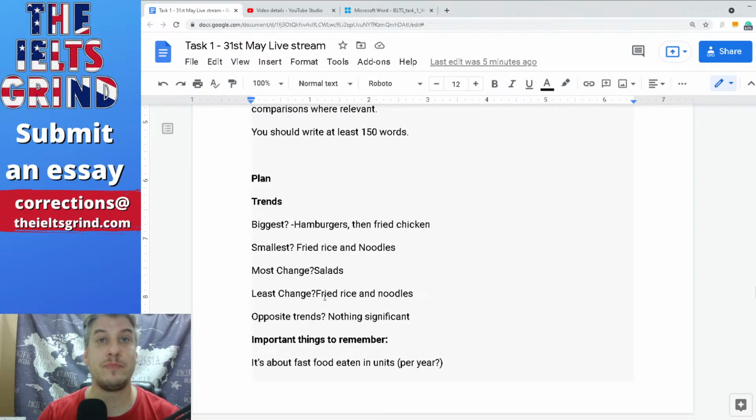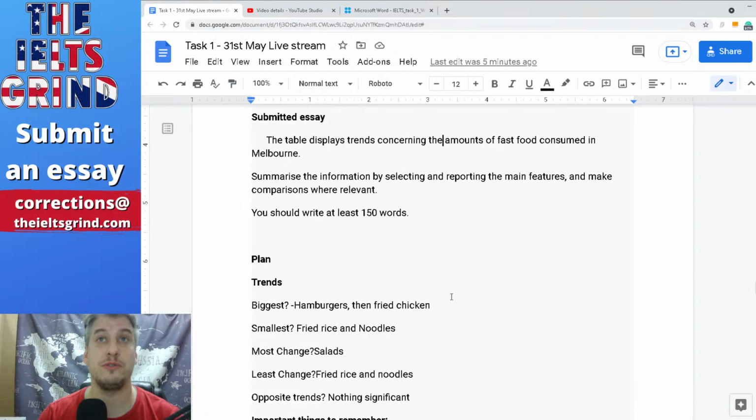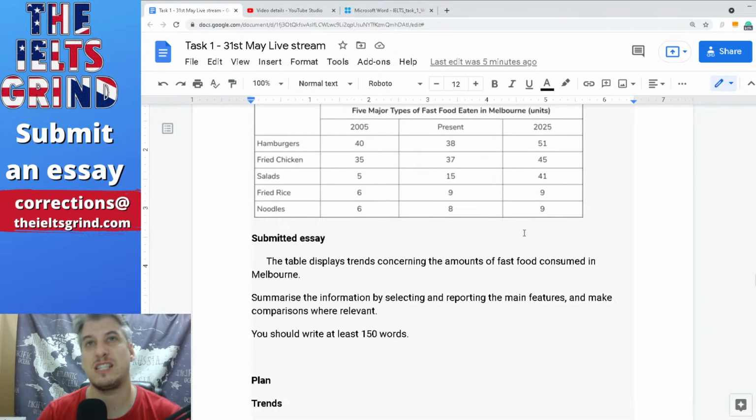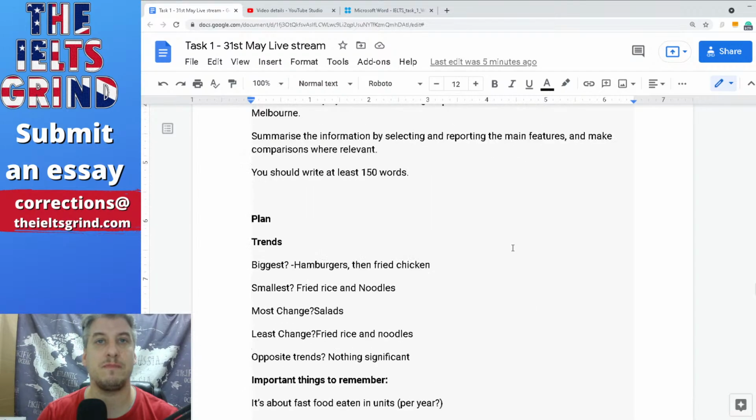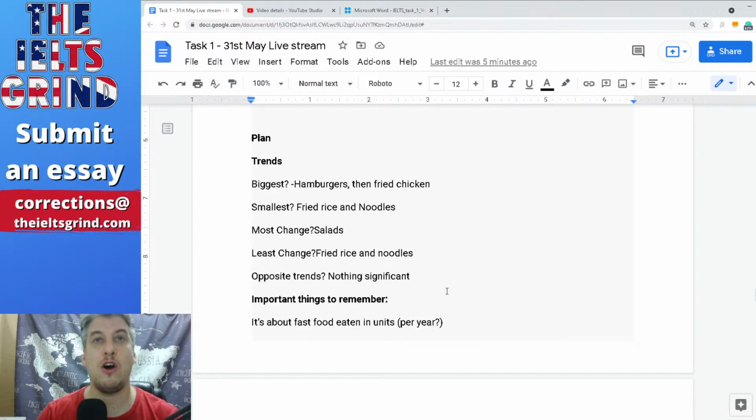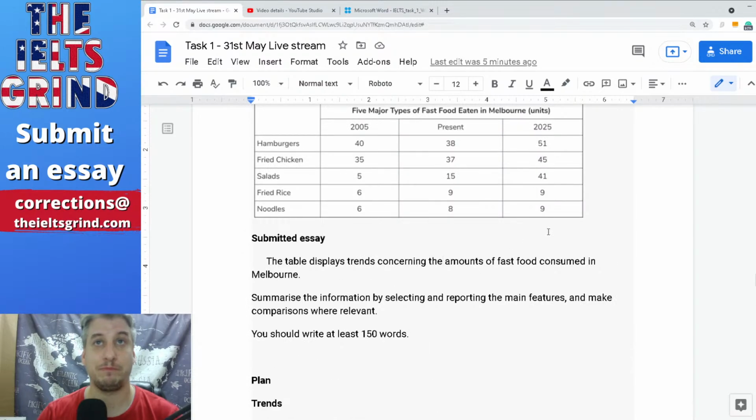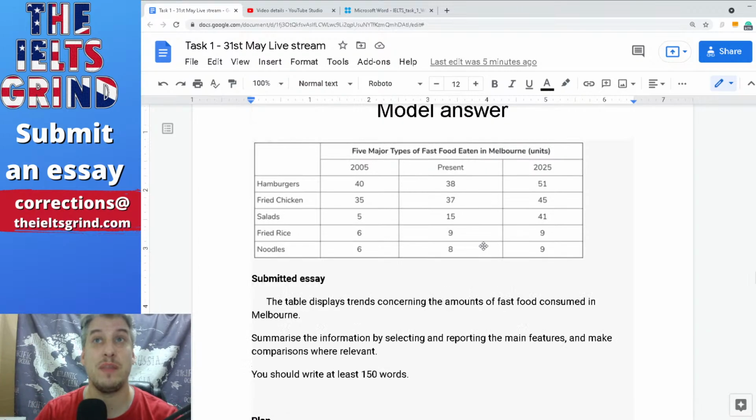And the least change is the fried rice and noodles. They go from 6 to 9. That's only 3 units across the period. And opposite trends, there's nothing. Nothing decreases as far as I can see. There's one small decrease for hamburgers. It loses 2 units, but it's not very significant. So for me, this is very unusual for a task 1. You're not likely to see something this easy.